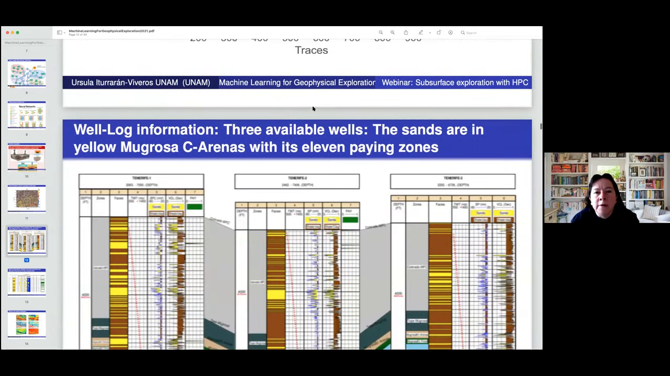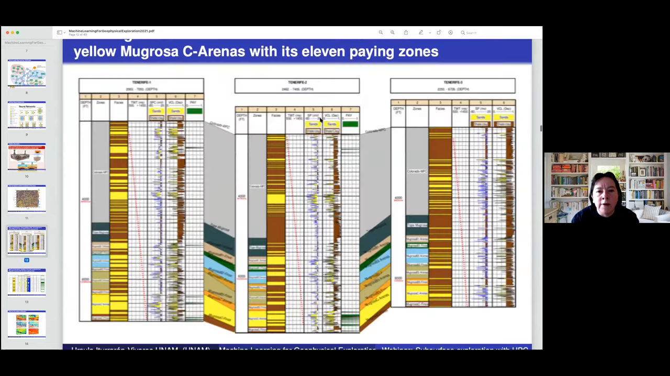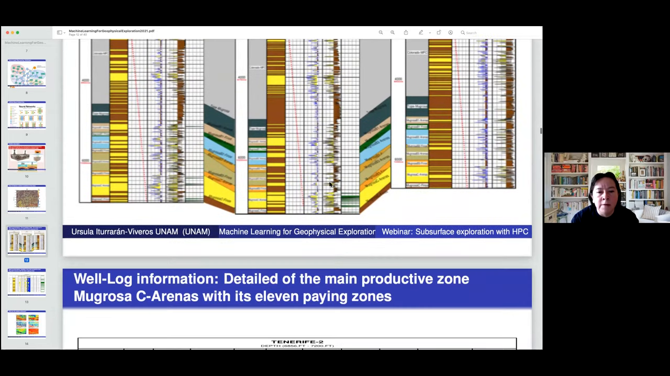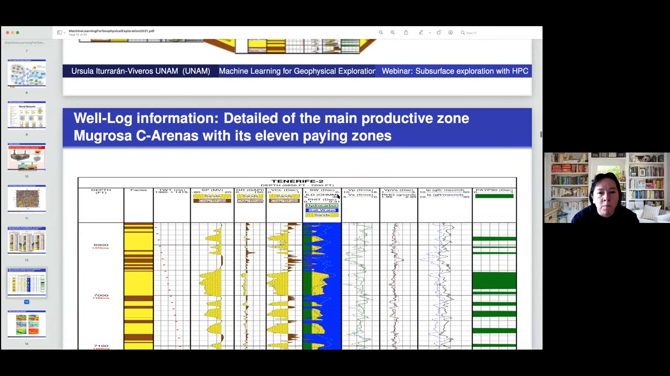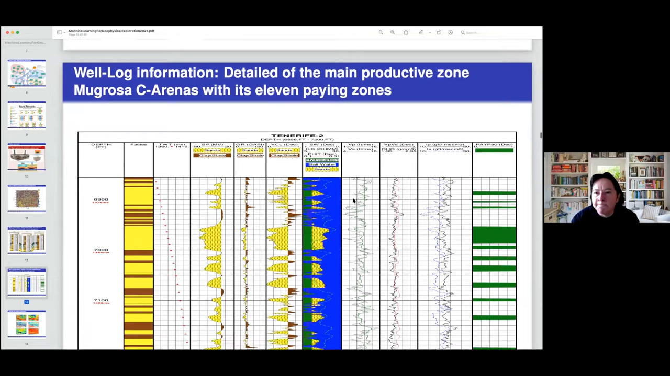I have only one well, but the well has one seismic trace close to it, and with this seismic trace, I will have some mathematical functions. So the seismic trace and the seismic attributes will be my inputs to my neural network, and the output will be any of the well log information, any of these curves, like the volume of clay, like the velocity of the P wave, the density, the porosity.